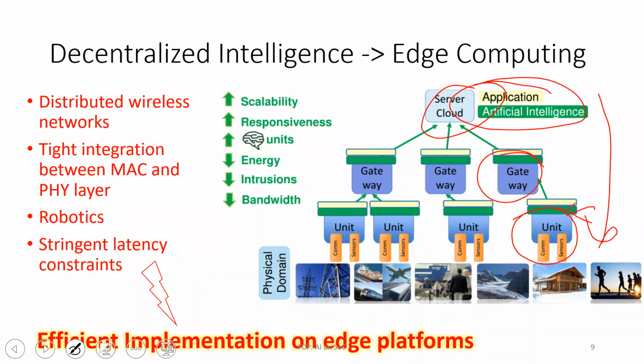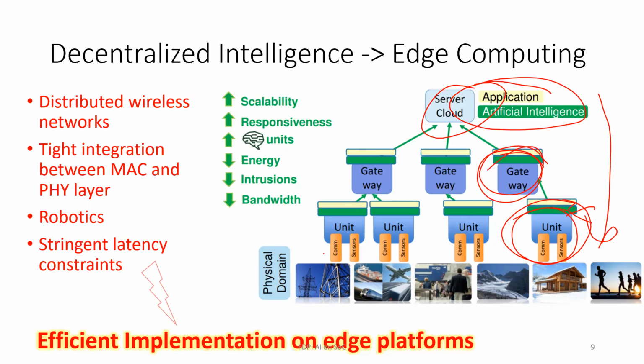So there is a need for efficient implementation of algorithms on the edge platforms. I'm not talking about just AI algorithms, any algorithms, you need to map them efficiently on the edge platforms. These edge platforms can be your gateways, your base stations, your mobile phones, your IoT sensors, or any devices which have limited resource capability. Okay, so I hope I have now convinced you why there is a need for mapping of algorithms to architectures.